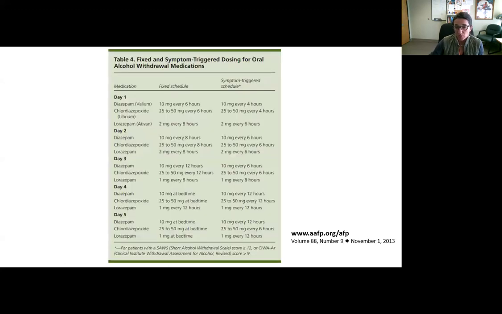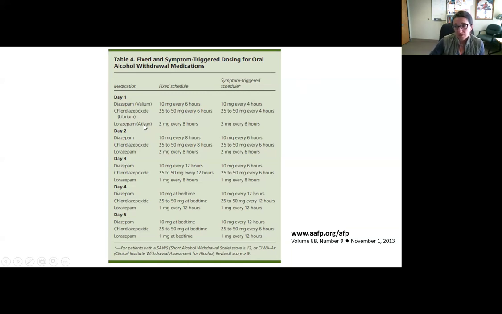Once we determine that we can give them an outpatient taper, this is just one example that I find pretty neat and easy to use, but there are others out there. This one's from the AAFP, and it's divided into a fixed schedule and symptom-triggered schedule. We prescribe the fixed schedule for 5 to 7 days. Here's a 5-day course on this table.